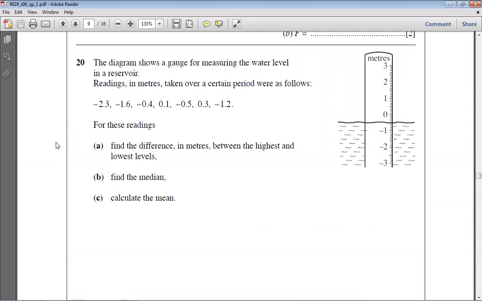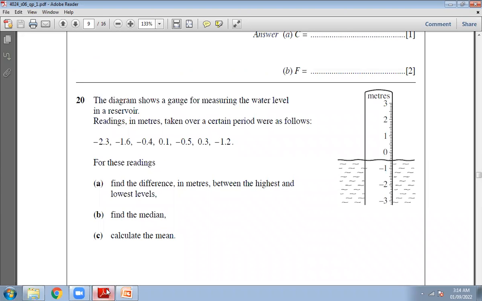Okay, he says the diagram shows a gauge for measuring the water level in a reservoir. Readings in meters taken over a certain period were as follows. So this negative means that the water is this much below the normal level of the water. And positive numbers mean that the level of the water is above that certain value. So he says for these readings, find the difference in meters between the highest and the lowest level. Then he says find the median, then he says calculate the mean. Okay, so let me show you the solution. Question number 20.